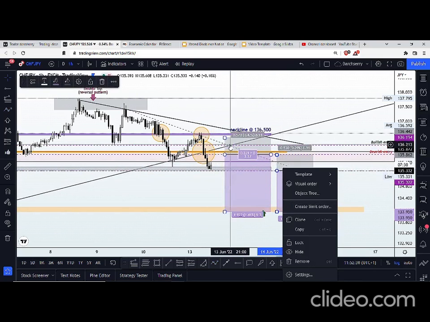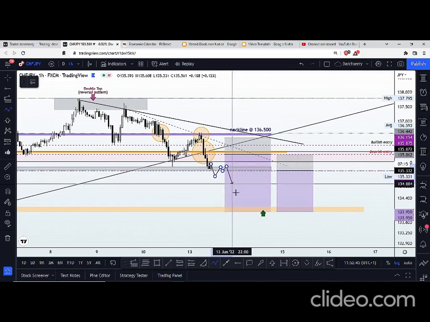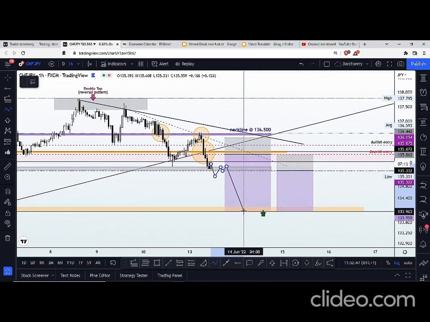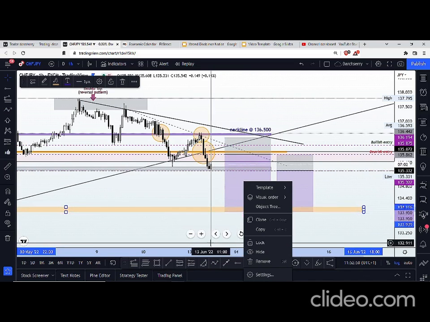However, if price does not go further to the key level and price decides to move down in this area, then I want us to look out for a reversal pattern on the 15 minutes, 10 minutes or 5 minutes time frame to take advantage of the move from this area to the downside. So we have two bearish scenarios we should be looking out for as we head into the New York session on the CHF JPY.